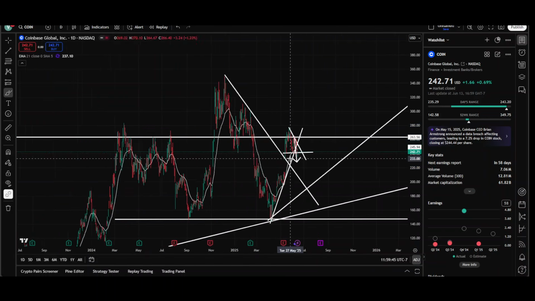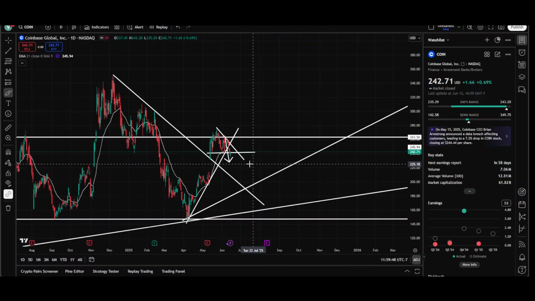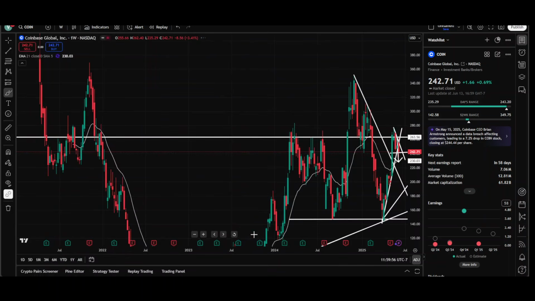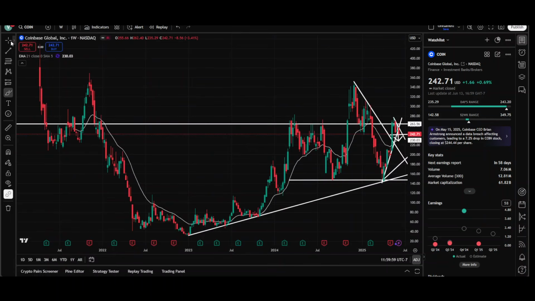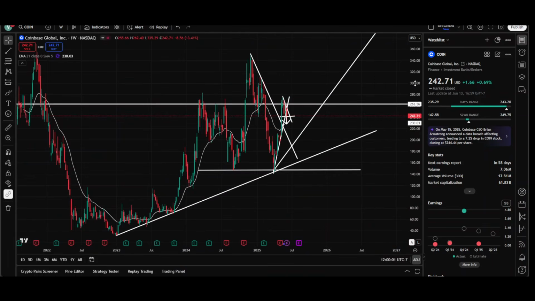We can still go lower, but all I'm saying is that there's a decent chance that we have seen the bottom and we could see it rally higher. I just want to see a clear, decisive break of the 260s for me to be longer term bullish as of right now. Looking at the weekly chart, it looks like a head and shoulders.